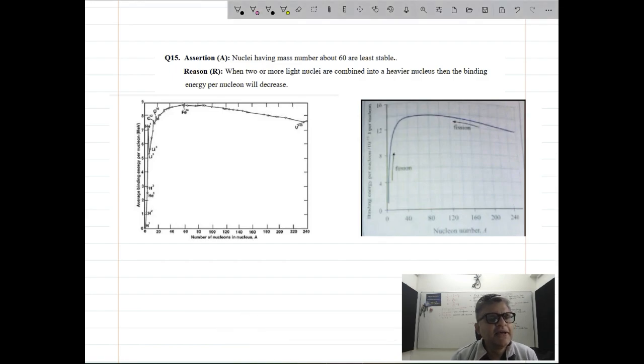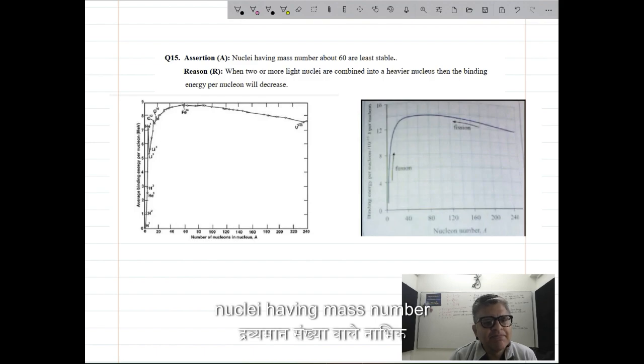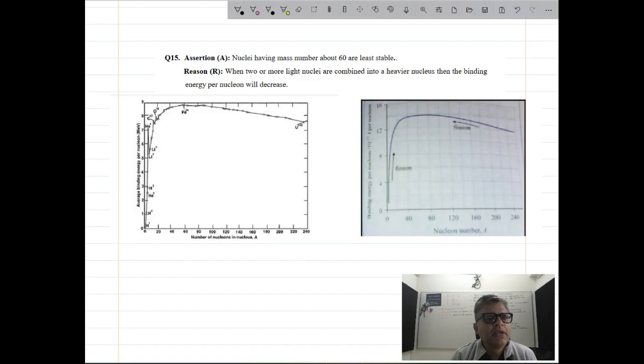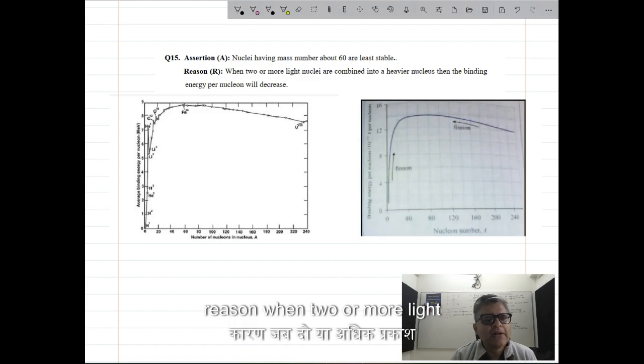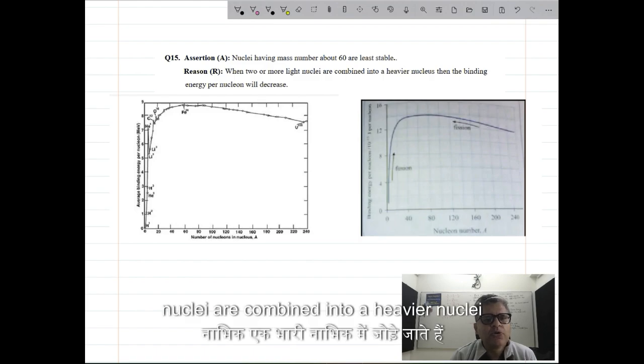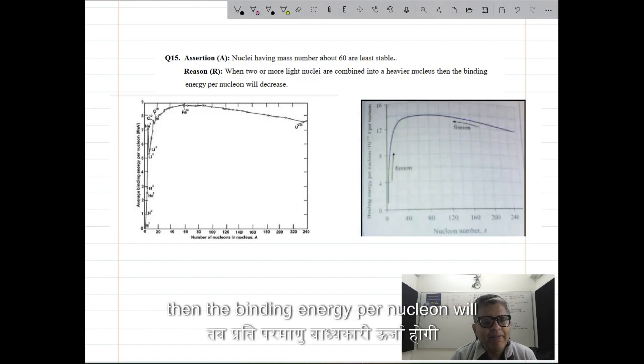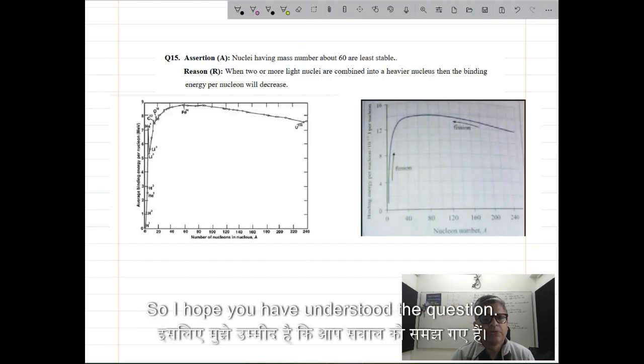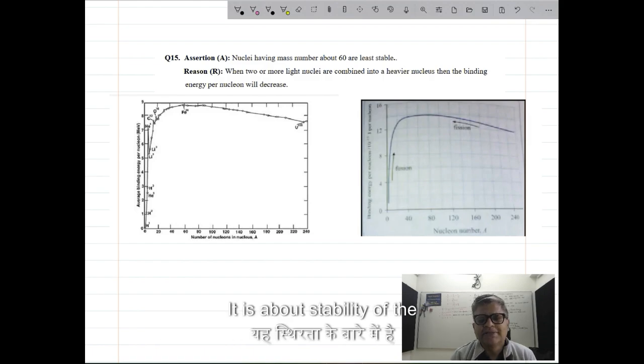So the question says: Assertion: nuclei having mass number about 60 are less stable. Reason: when two or more light nuclei are combined into a heavier nucleus, then the binding energy per nucleon will decrease. Alright, so I hope you have understood the question. It is about stability of the nuclei.